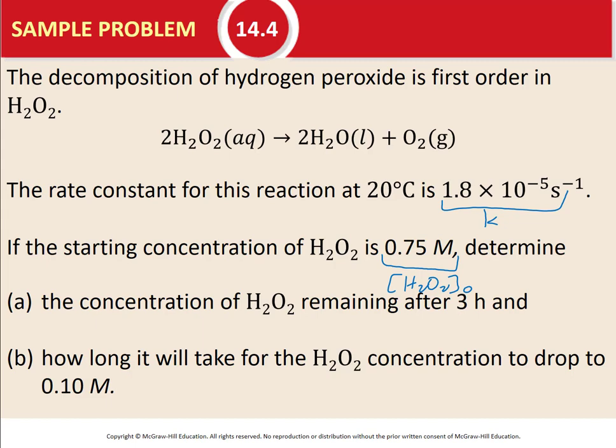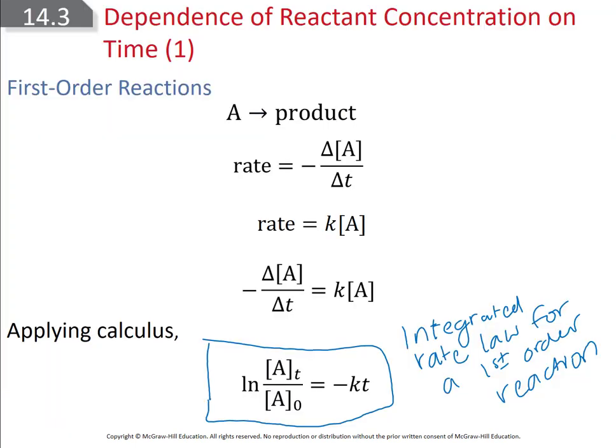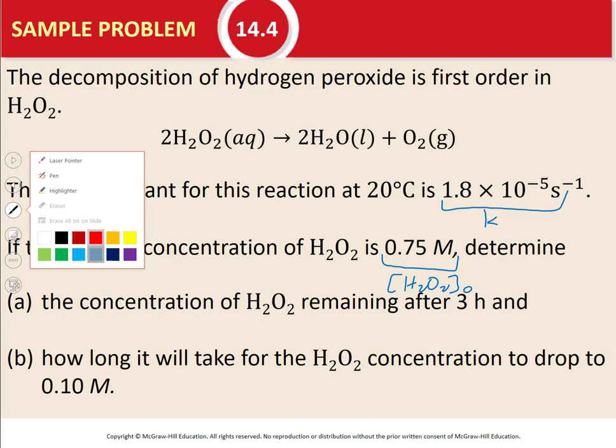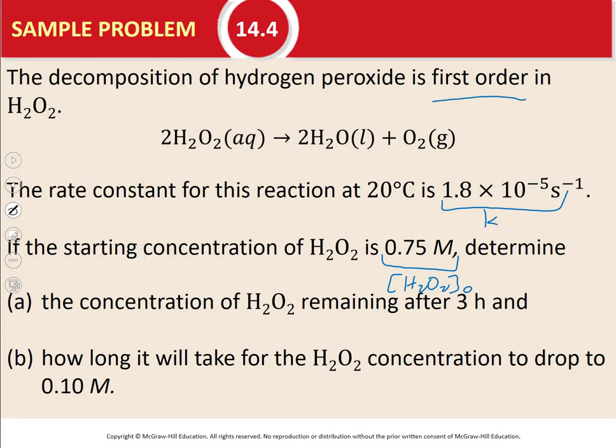How do we know it's first order? Because the units of the rate law constant are reciprocal seconds. The other thing is in this problem it told you it was first order, but I might not always be that nice. If I hadn't told you that, from the units of k you would be able to tell it's first order, because that will determine which rate law you use.